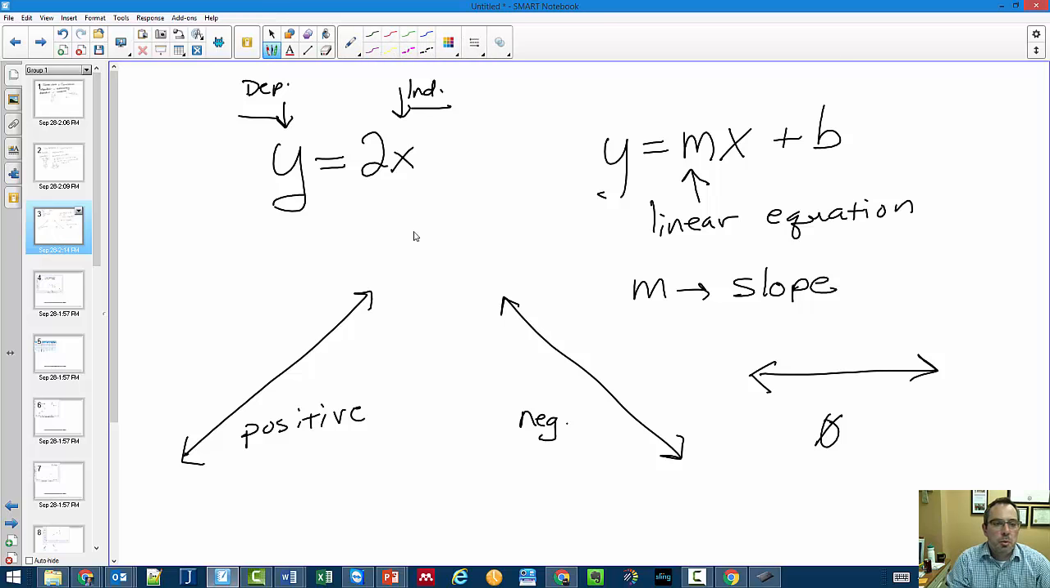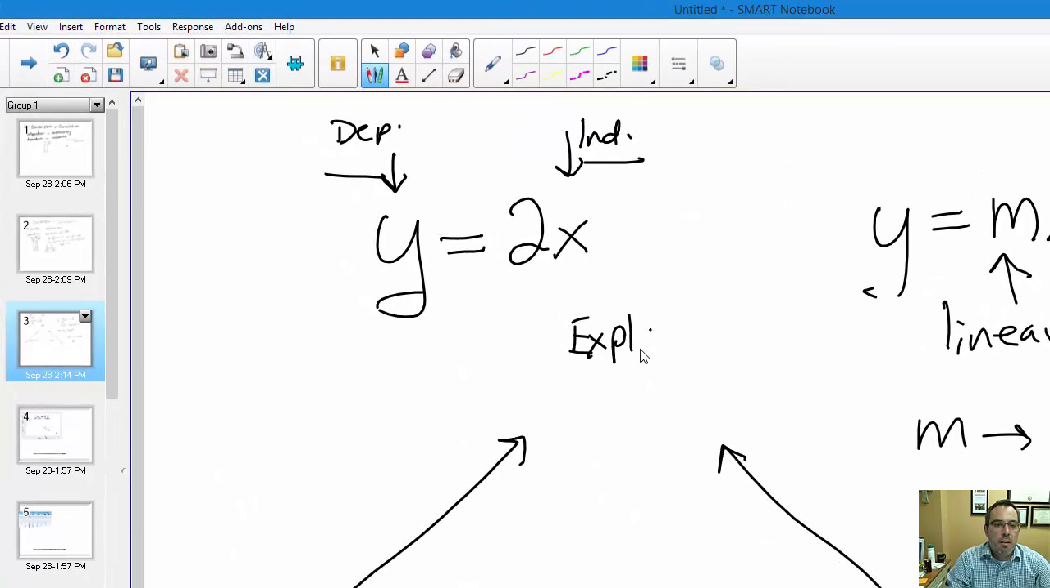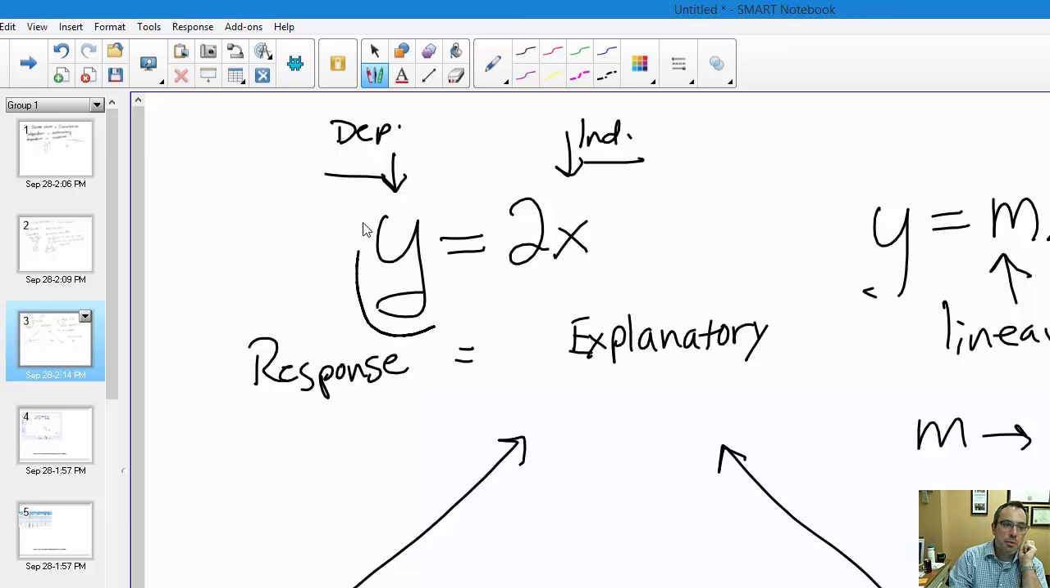And just remember, when we're talking independent and dependent, we're talking explanatory and response. All right, so you might want to review a lot of the things that you did with algebra. We'll kind of review a few of those things in here, but that's going to be the basis for finding the correlation between these two variables.